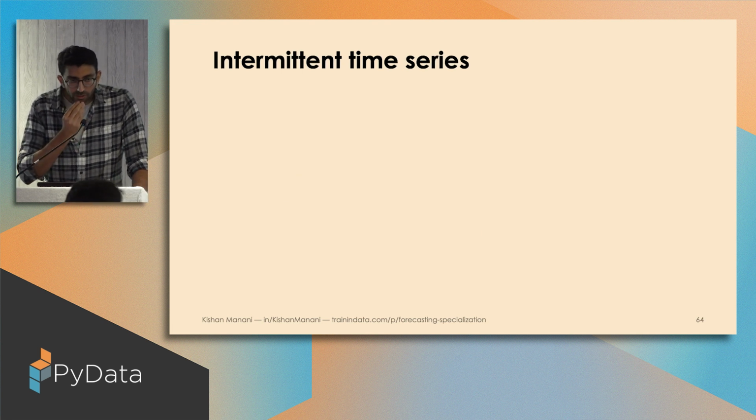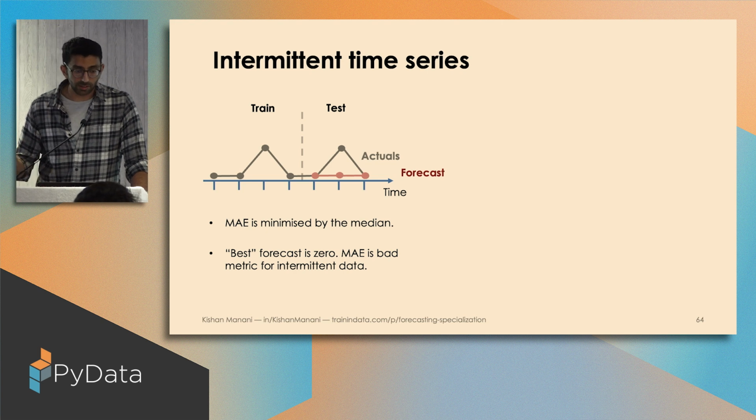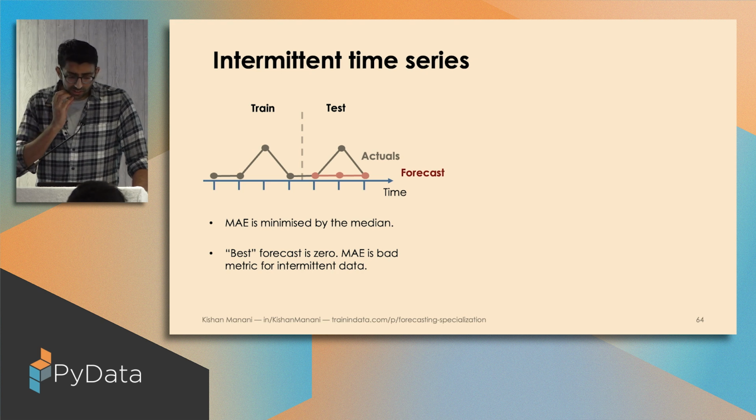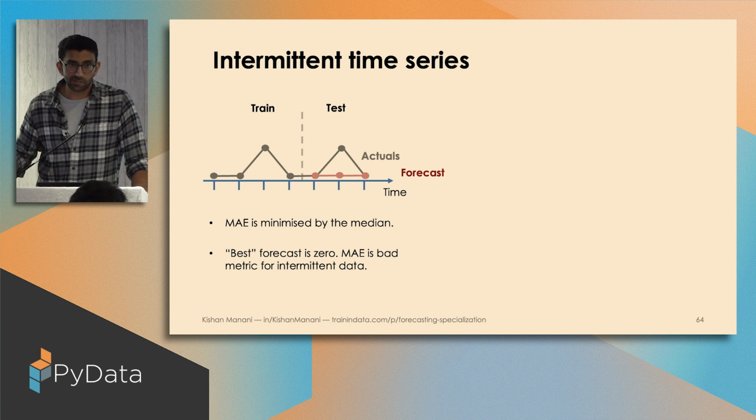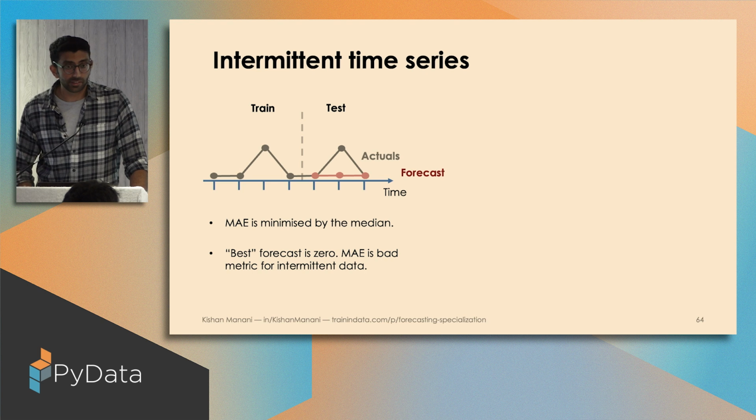And lastly, I just want to talk about intermittent time series. This is where you have lots of zeros and then occasionally have non-zero values. I mentioned earlier that the mean absolute error minimizes on the median. So in the case of intermittent time series, you would produce a forecast where you just produce zeros because the median for this kind of data set is 0. And so if you're doing demand planning and you've got products that sell at low volumes, you're just going to tell your demand planner, this product is never going to sell. And that's not particularly helpful.